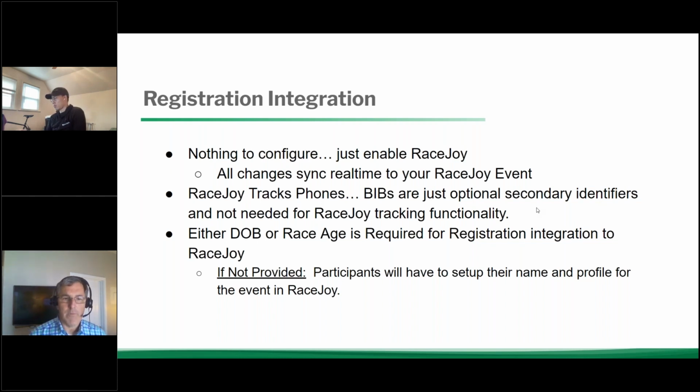So again, we are very strict about the privacy fields like date of birth, but we need to have one of those two identifiers in order for the interface to work correctly between the systems for the registration integration. So if you're not providing either a race age or date of birth, it'll still work. It's important for you to know that participants will just have to set up their own profile, and that they won't see themselves automatically in RaceJoy.